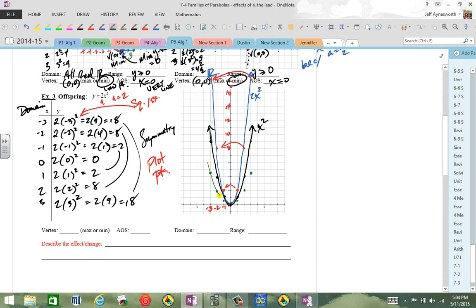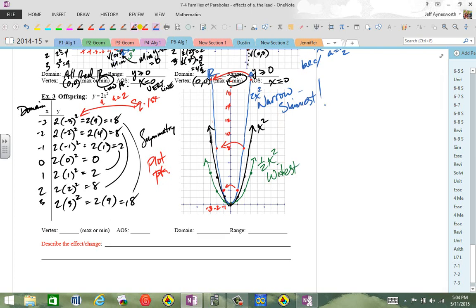So here is 1/2 x squared. You could tell that 1/2 x squared is the widest. The 2x squared is narrow. Or we can say the skinniest. It's narrow. This right here, x squared, there's your parent. So you can see the different effects just by graphing.